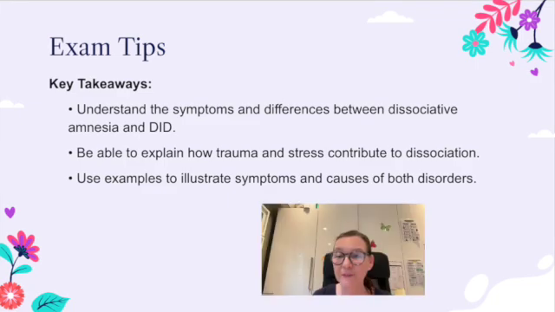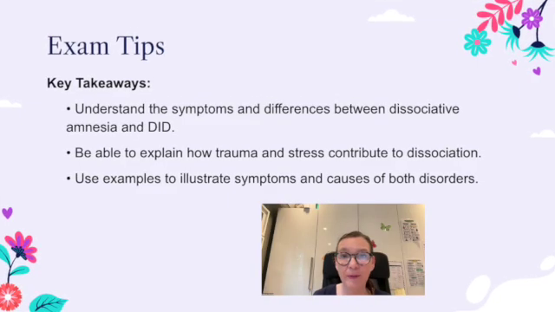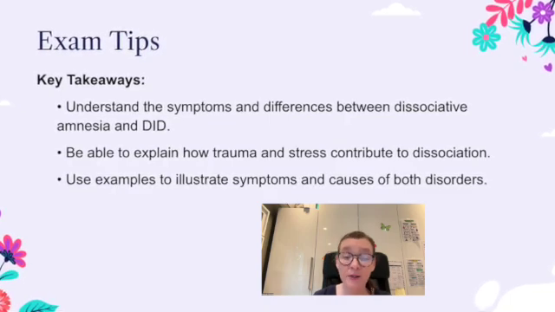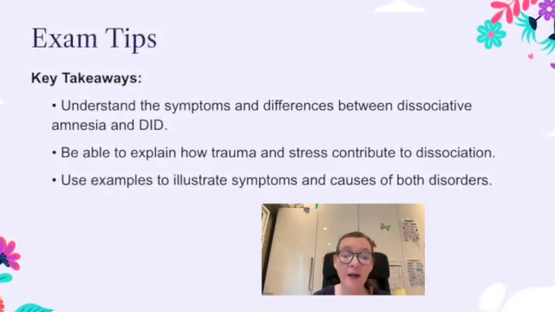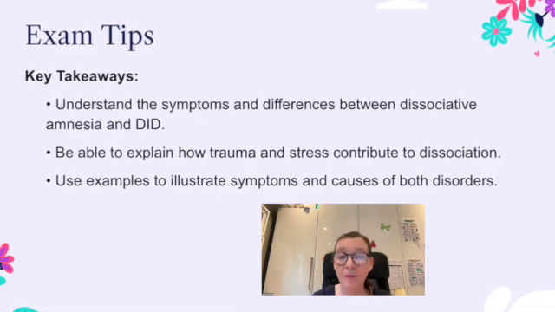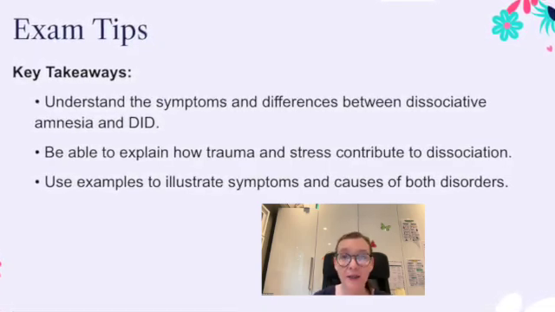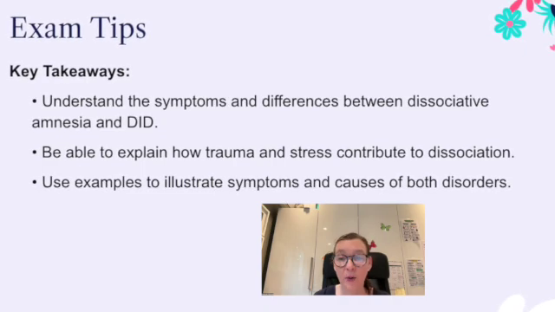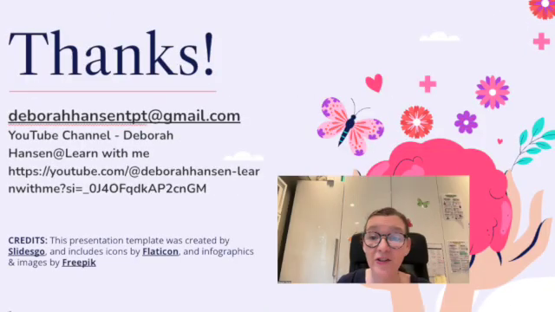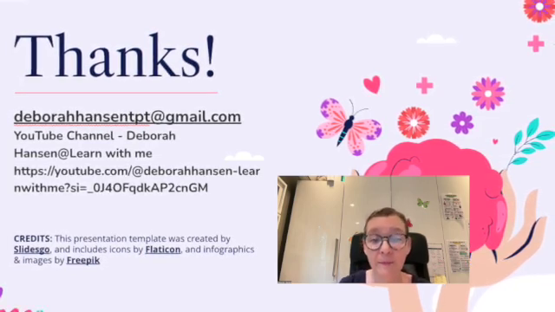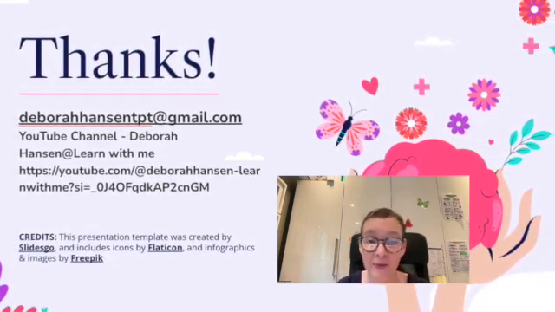So just to wrap it all up, just a few key takeaways for you to prepare for the exam. You need to understand the symptoms and differences between dissociative amnesia and DID. You need to be able to explain how trauma and stress contribute to dissociation, and you need to be able to use examples to illustrate symptoms and causes of both disorders. So that's all the essential knowledge you need to know to answer CED question number 7: Describe the symptoms and possible causes of selective dissociative disorders.